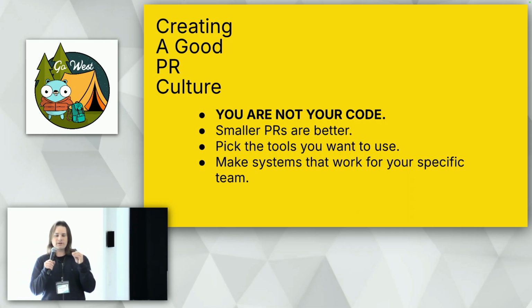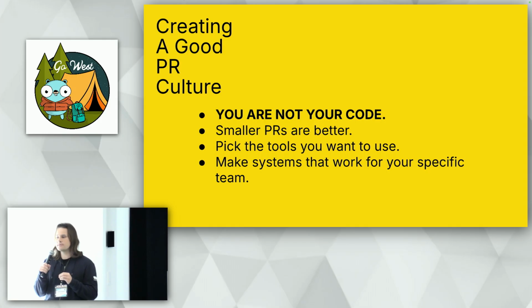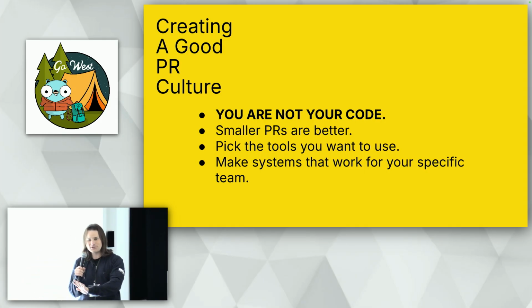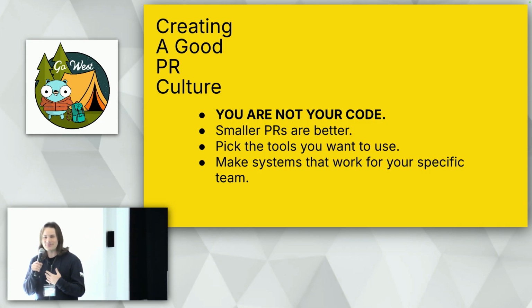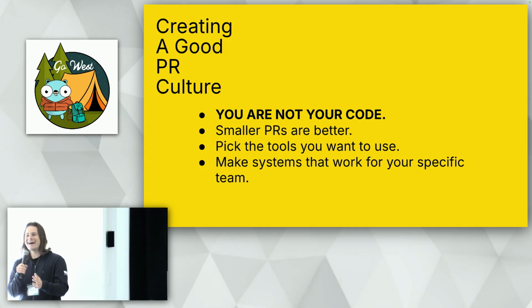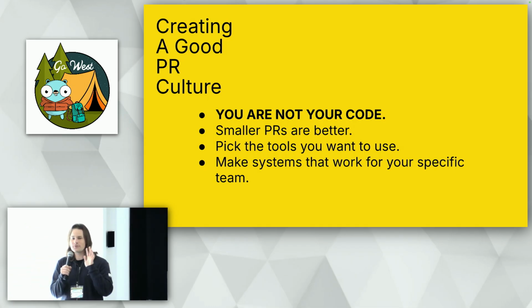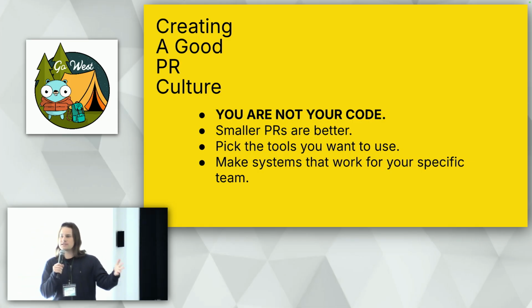The most important thing for me when talking about how you make sure that you have a good culture of PR reviews on your team is to separate yourself from your code. You are not the code that you write. You're gonna ship bugs. You're gonna do dumb stuff in code. I've done it, we've all done it. That's okay. That doesn't mean you're a bad person. It's really important to separate yourself from your code because that allows for free criticism of code that needs to be adjusted.